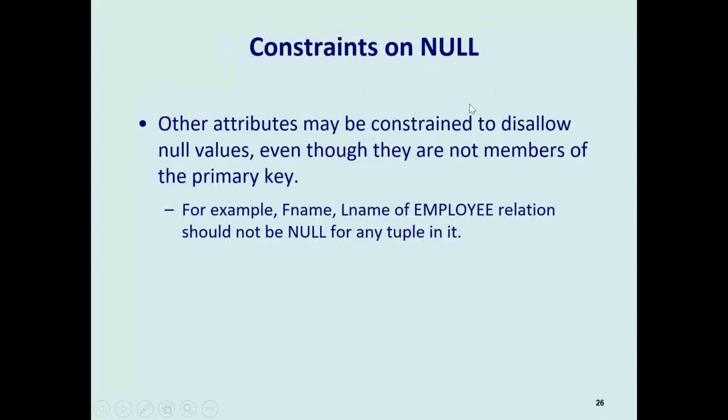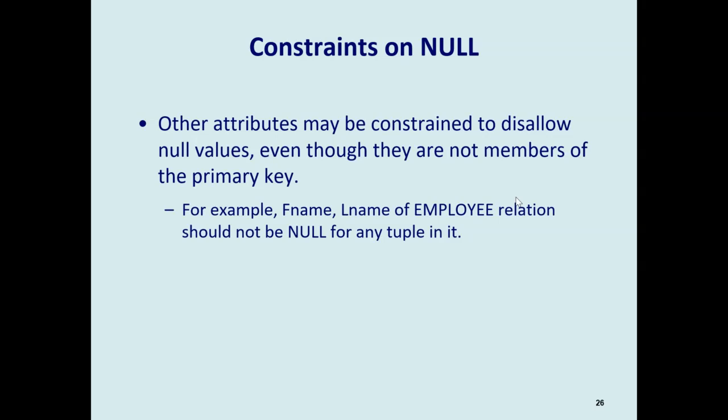There are also constraints on null. Even for fields that are not the primary key, sometimes we may still require that they cannot have null values. I gave you one example already. If I want to create a table for the students in this class, I will collect the name and the major, and the name field should not have null values. So that's a constraint on null.